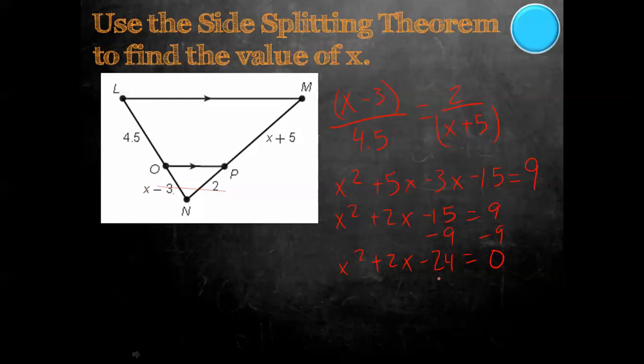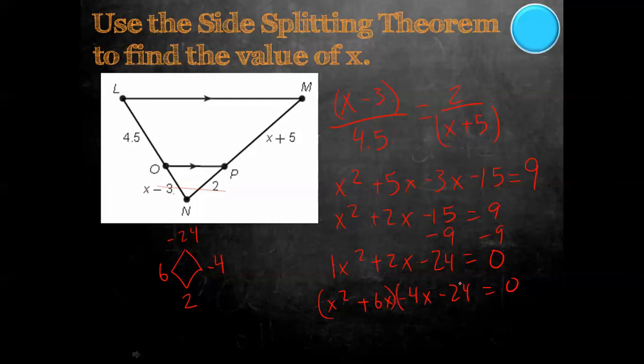Okay, and so now what I want to do, right, use the diamond. There's a 1 in front of here, so 1 times negative 24 is negative 24, and I have 2 on the bottom. Okay, so I want to figure out what can I multiply to get a negative 24, but add together and get positive 2. Okay, and that's 6 and negative 4. I'm going to go plug those in. x squared plus 6x minus 4x minus 24 equals 0.